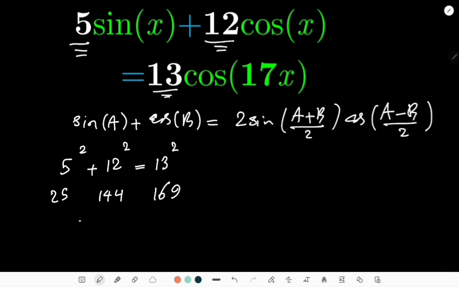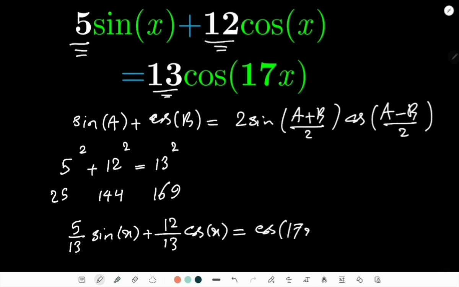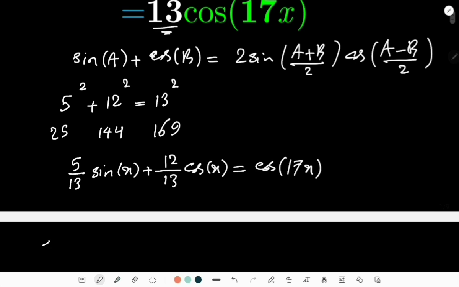I get 5 over 13 sine of x plus 12 over 13 cosine of x is equal to cosine of 17x. And well, let's take cosine of alpha to be 5 over 13, right? So alpha, I don't know what alpha is, but whatever it is, basically it is cosine inverse of 5 over 13.